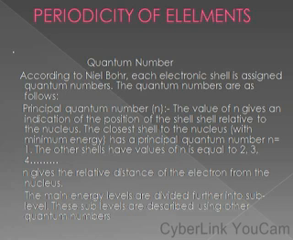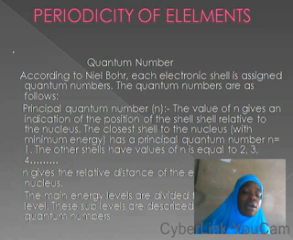Now let's go back to our quantum numbers. According to Bohr, electron shells are assigned quantum numbers, and the quantum numbers are 4 in number. We have the principal quantum number, the subsidiary quantum number, which is also known as the azimuthal quantum number, the magnetic quantum number, and then the spin quantum number.